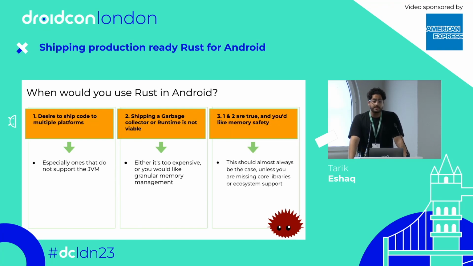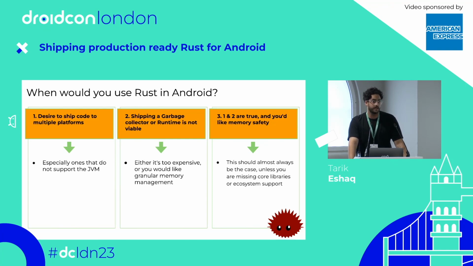And the third one, that's the Rust-specific one. If one or two are true and you'd like memory safety, and I really hope that the answer is always yes, I would like memory safety. There might be some exceptions where you're missing some core platform support for Rust, and the interop with whatever you're trying to do isn't there. But more generally, memory safety should always be top of mind, and that's where Rust comes in. So if all those three are true, that's when you would use Rust on Android.